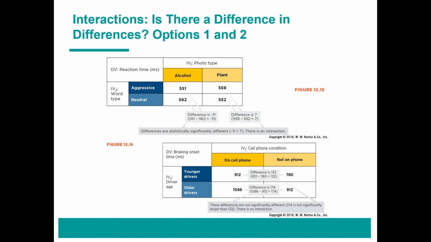This difference of 18 total points is in fact statistically significant, and you can conclude that there's an interaction between word type and photo type. The bottom table shows the data from the cell phone and driving study. While the top example focused on row differences, this example examines column differences. The number 174 is not statistically larger than 132, so there is no interaction between cell phone condition and driver age. Remember, you will still need to perform a significance test to know for sure if the two numbers you get are statistically different from one another or not.